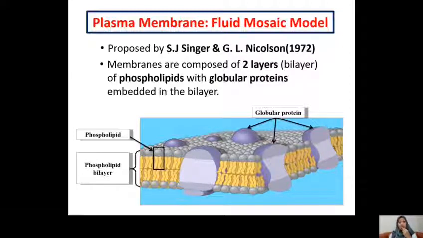So what is the difference between the phospholipid and phospholipid bilayer? If we are talking about one layer, that is what we call phospholipid. However, if we are referring to two layers, we call it phospholipid bilayer. Bi means two, so two layers. Other than that, we have the purple structure here. This is what we call globular protein. If you can see, it's embedded in the phospholipid bilayer. So two major components: the first one is phospholipid and the second one is globular protein.